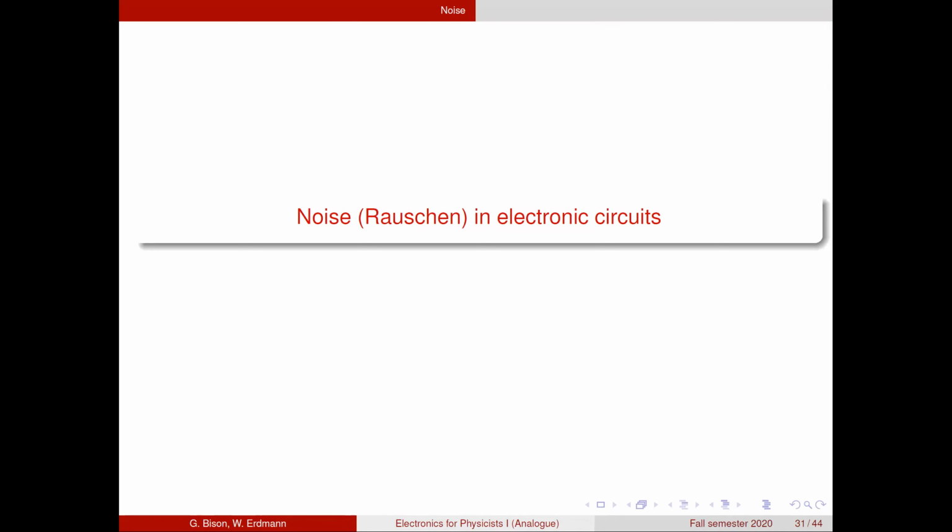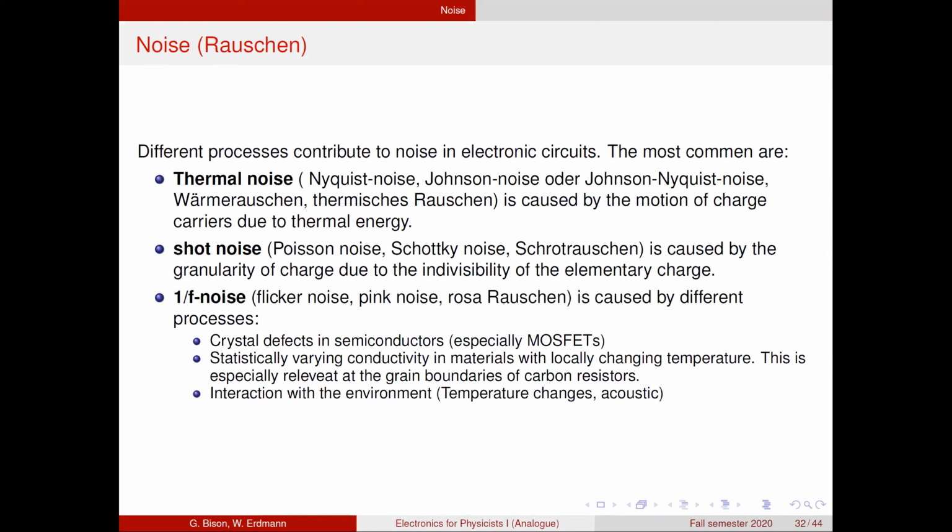Rauschen in electronic circuits. So there are different kinds of noise in electronic circuits, and here I've listed the 3 most common ones. Thermal noise, it's called Johnson-Nyquist noise, and sometimes one of the names is left out, or Wärmerauschen, thermisches Rauschen. And this is caused by the motion of charge carriers due to their thermal energy. And if you want to get rid of it, you have no chance but to cool your system. And for that reason, sometimes detectors are cooled to very low temperature in order to, well, just make the charge carriers inside move less.